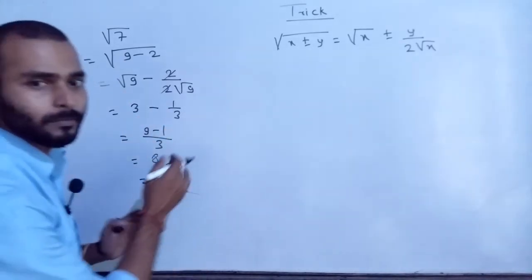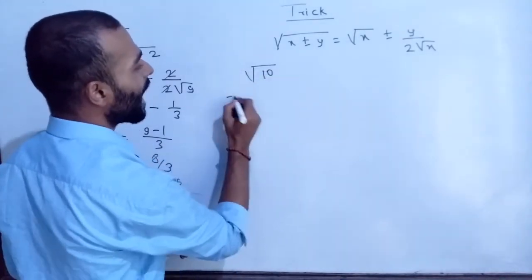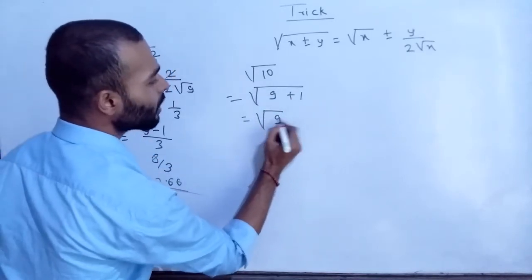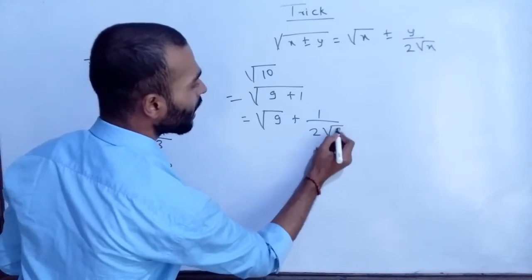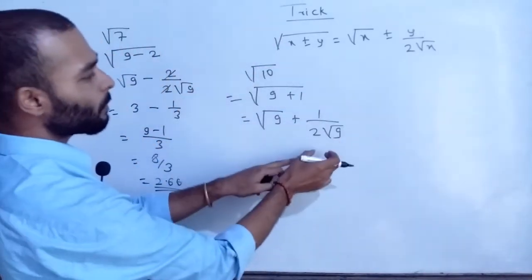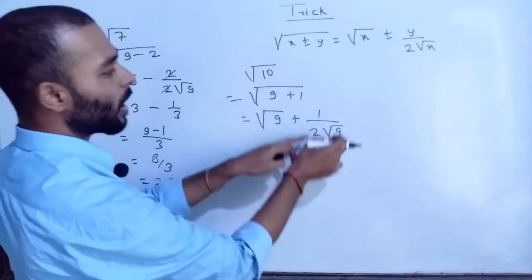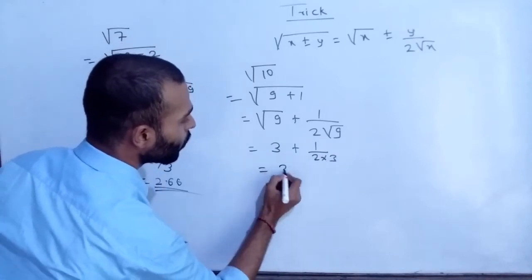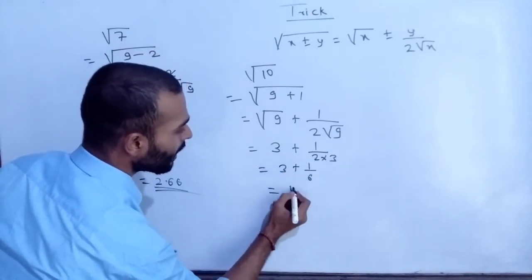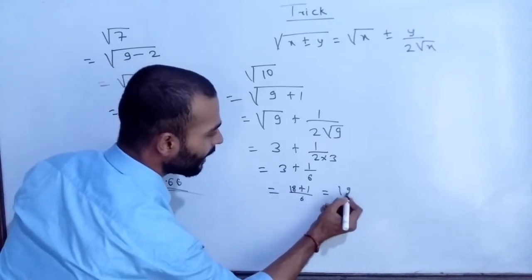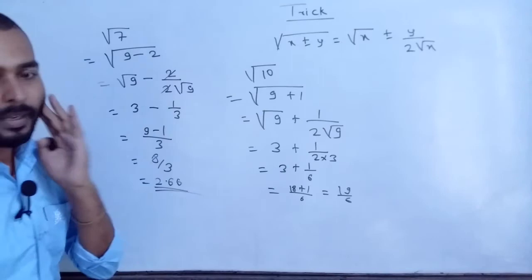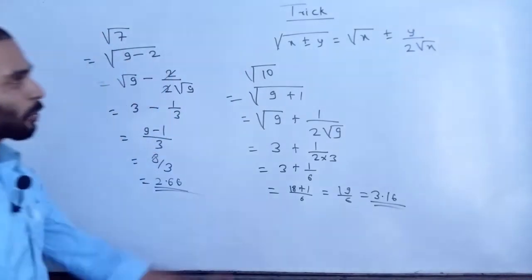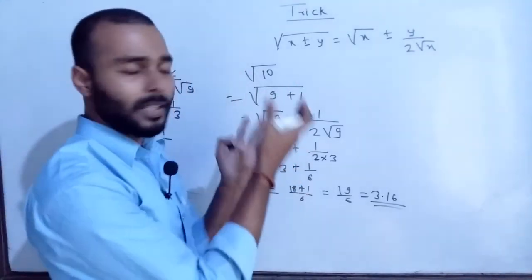Now another example, we will see root 10, and root 10 can be written as root of 9 plus 1. So root 9 plus 1 by 2 root 9, according to the formula root x plus y by 2 root x. So root 9 equals 3, plus 1 by 2 into 3, that is 3 plus 1 by 6, equals 18 plus 1 by 6, equals 19 by 6, and 19 by 6 equals 3.16. So you can calculate the square root of any number by using this formula.